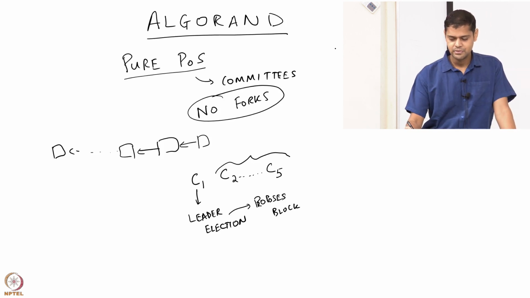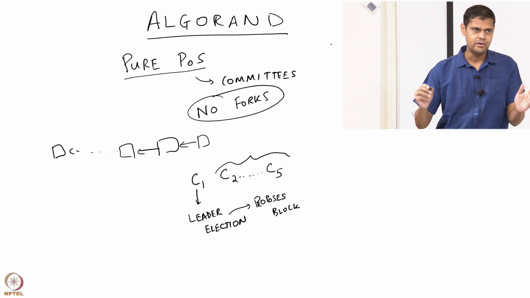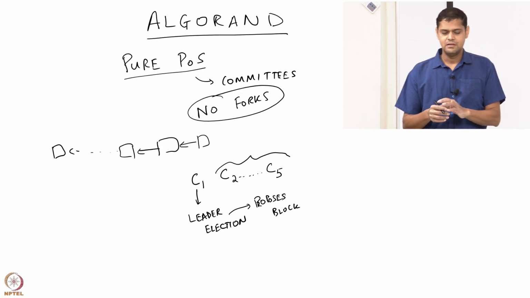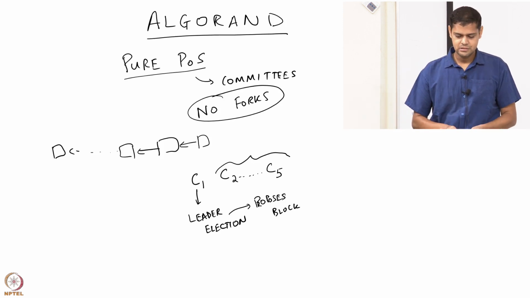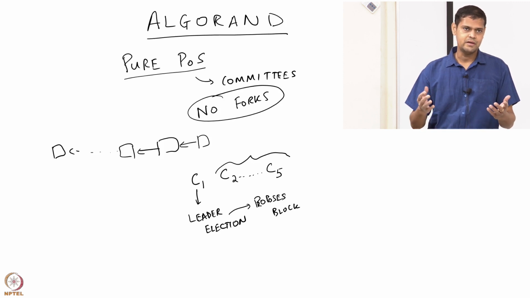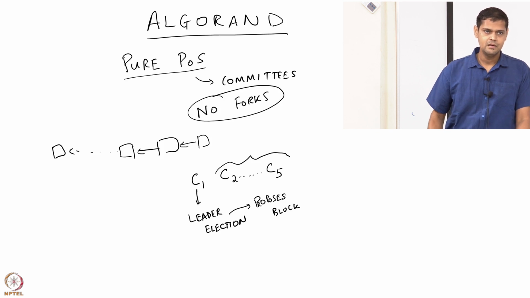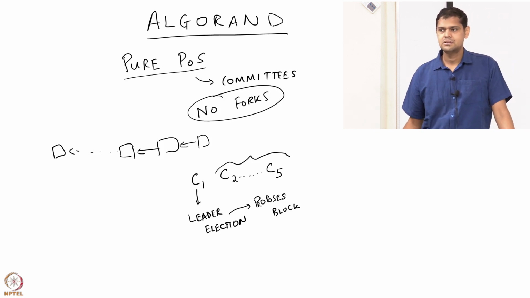If you assume that, suppose, 80% of the people are honest in the system, not the number of people, but 80% of the stake is controlled by people who are honest, then you can never have forks in Algorand. Right? So this is sort of the state of the art in permissionless blockchains. Everybody wants to use proof of stake because proof of work uses up a lot of energy, right? And there are various protocols being proposed out there. So any questions about this?